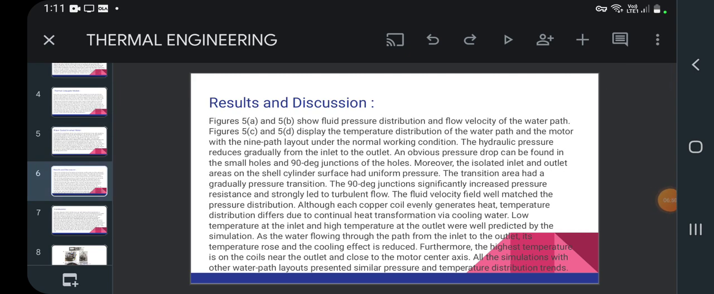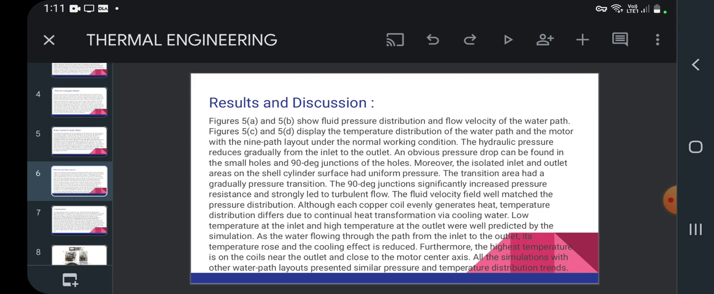Results and discussion. Figure 5a and figure 5b show the fluid pressure distribution and the flow velocity of the water path. Figure 5c and figure 5d display the temperature distribution of the water path and the motor with the 9-path layout under the normal working conditions. The hydraulic pressure reduces gradually from the inlet to the outlet, and abrupt pressure drops can be found at the small holes and the anti-degree functions of the holes.